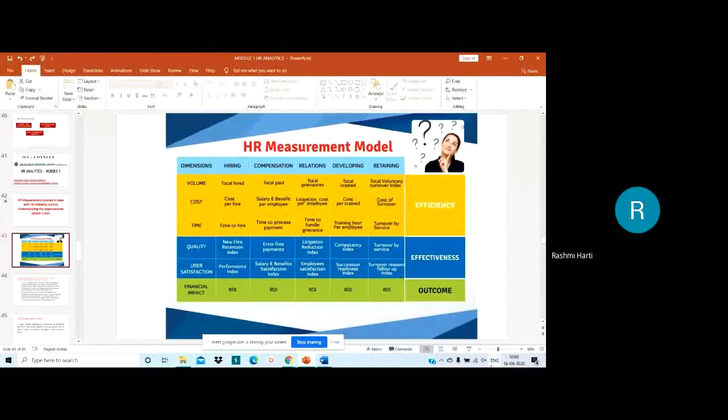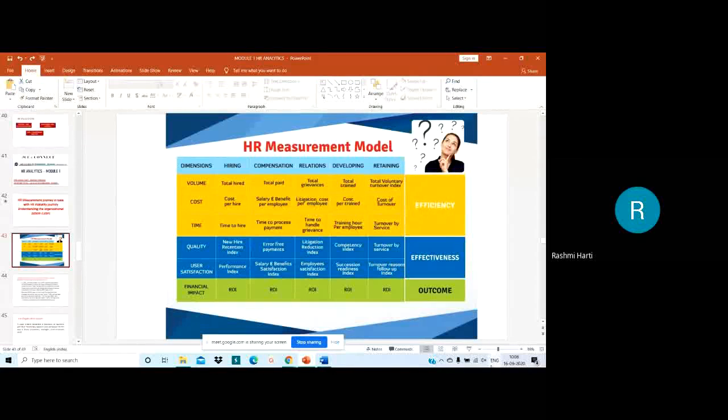Among the total hired, the quality should be good, not just the quantity. The compensation paid should be competitive. In industrial relations, grievances should be very few, and if they are there, immediate solving of the grievances should take place. Grievances should not be carried forward. In developing, you need to develop the competencies year on year. There should be addition in the competencies of the employees. And the voluntary turnover index should be very low. If this is there, then I can say that yes, the HR department is efficient enough.